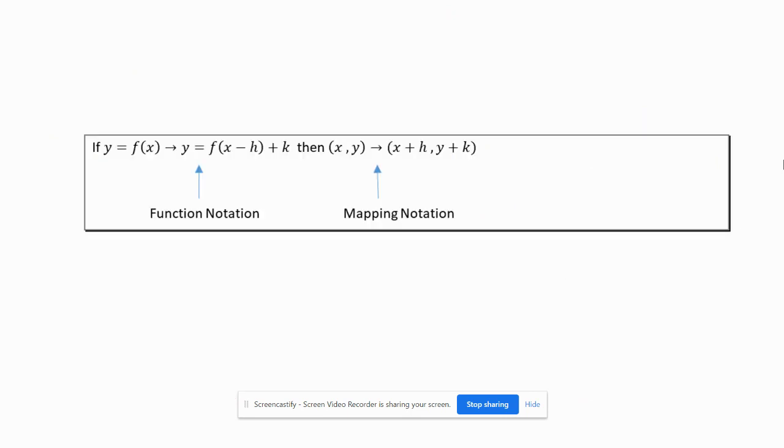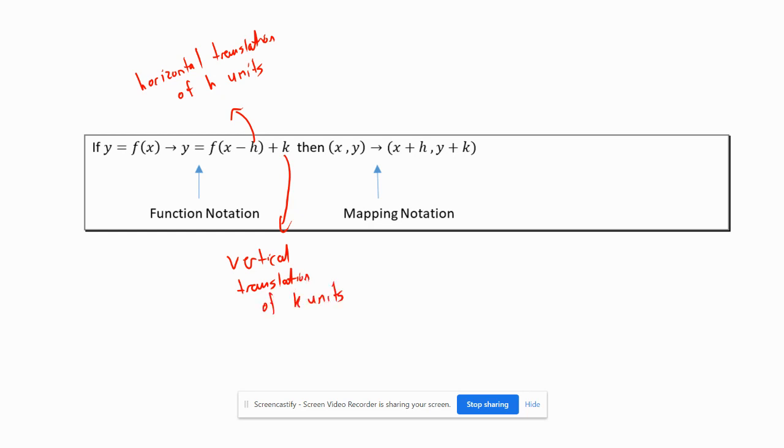So here's something a little bit confusing, okay? We have something we call function notation over here. So this is saying horizontal translation of h units, and this k is telling us vertical translation of k units. Okay, now here's what gets confusing. If I have y equals f of x minus 7, this 7 is telling us 7 units right.